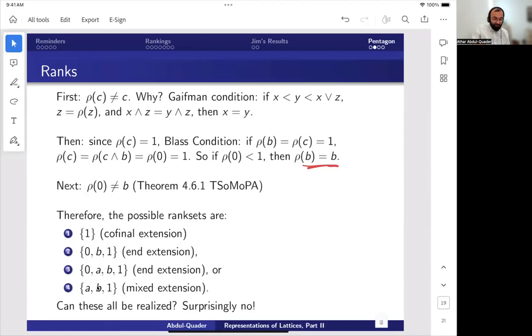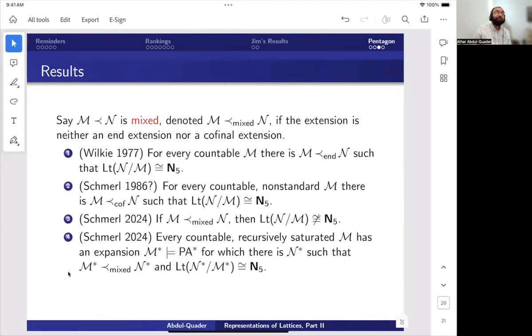I'll leave it open if anyone wishes to ask about it, because Jim's here. So can these all be realized? This one can be realized, this one can be realized, and this one can be realized, but this one cannot be realized. Number 4 cannot be. And so, an extension is mixed, as Roman mentioned, if the extension is neither an end extension nor a cofinal extension.